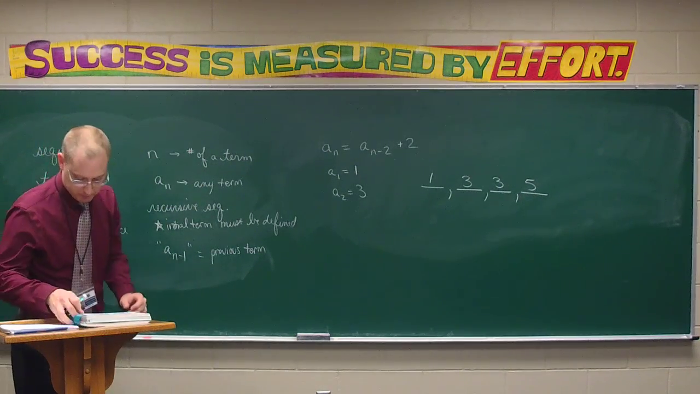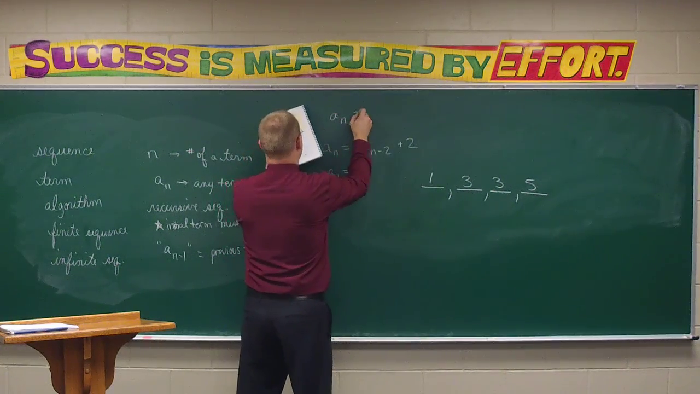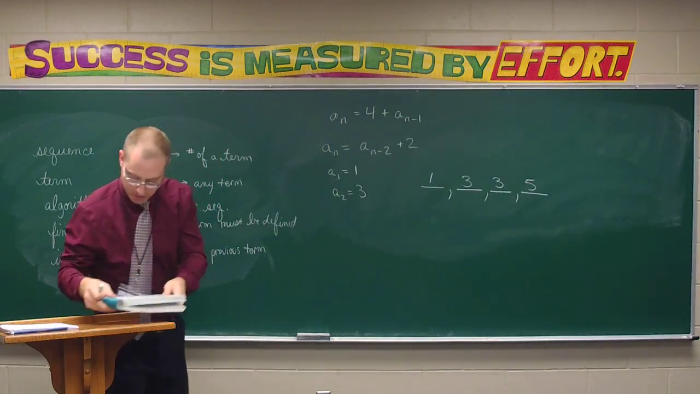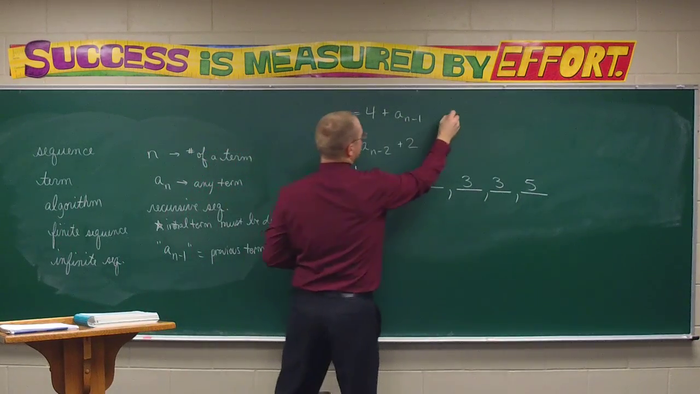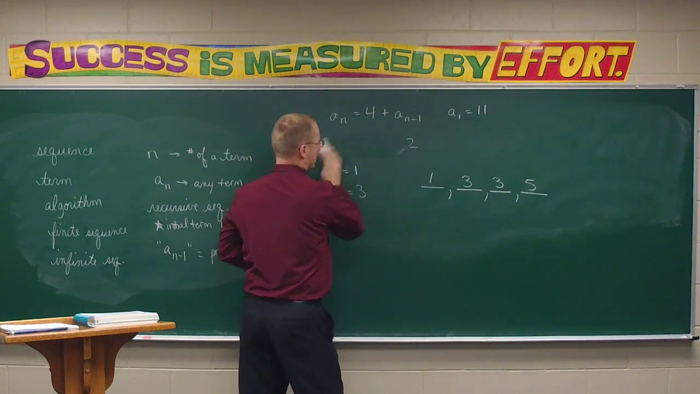Look at number 12. What's the first 5 terms of a sub n equals 4 plus a sub n minus 1, and they give a sub 1 is 11. They want the first 5 terms?